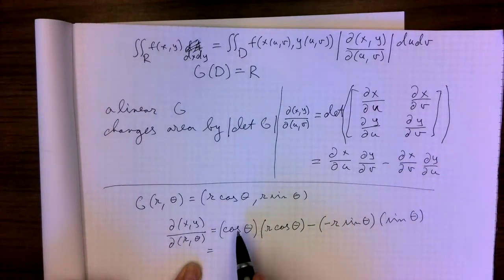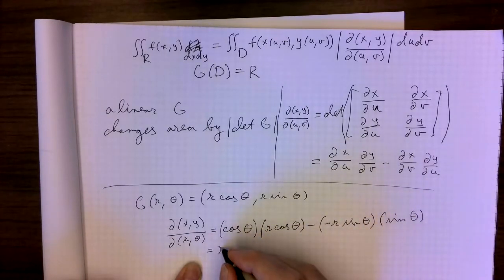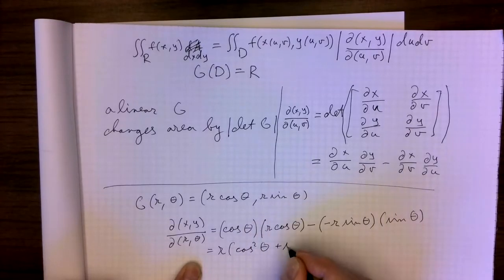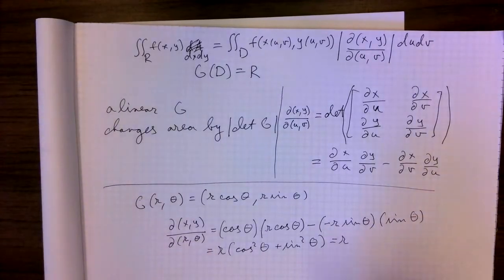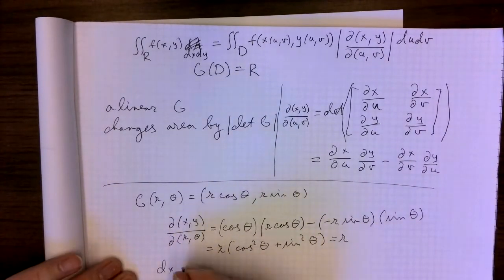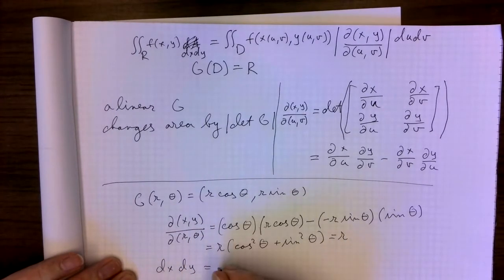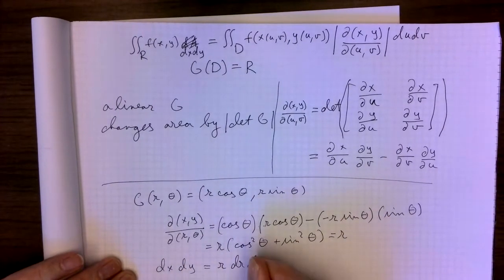I really have just cosine squared, I have sine squared. I have both things multiplied by r. It is really r times cosine squared theta plus sine squared theta, which is just r. Well, that's exactly what we got, right? If dx dy was r dr d theta.